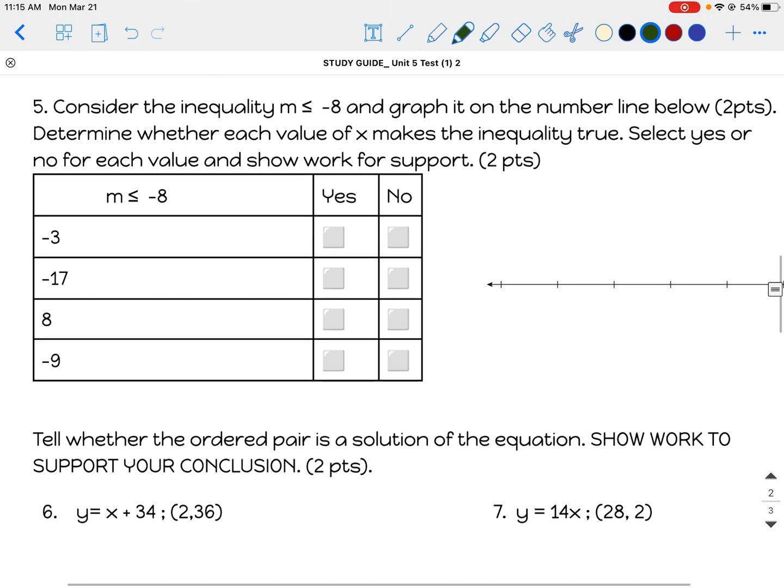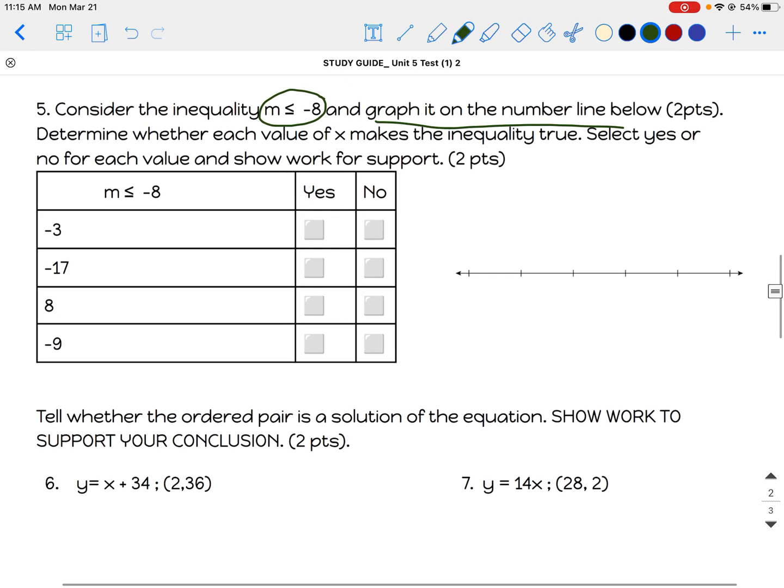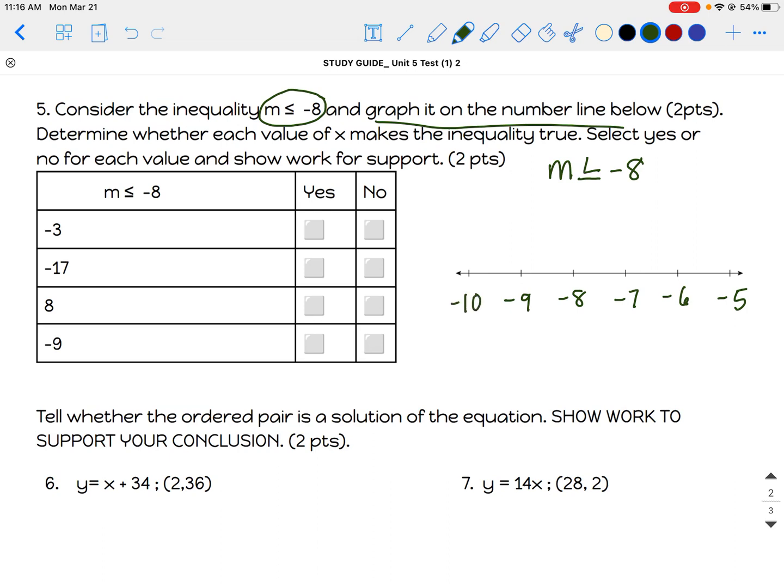5 says, consider the inequality m is less than or equal to -8 and graph it on the number line. It also wants us to determine whether it's a solution or it makes the inequality true by selecting yes or no and showing work. All right, so starting off here, we know our inequality is m is less than or equal to -8. So I can place -8 and build up and down from there. Remember, negatives have opposite rules, so part of my graph needs to be that it's not -8, -9, it's -8, -7, -6, and then building the other way.